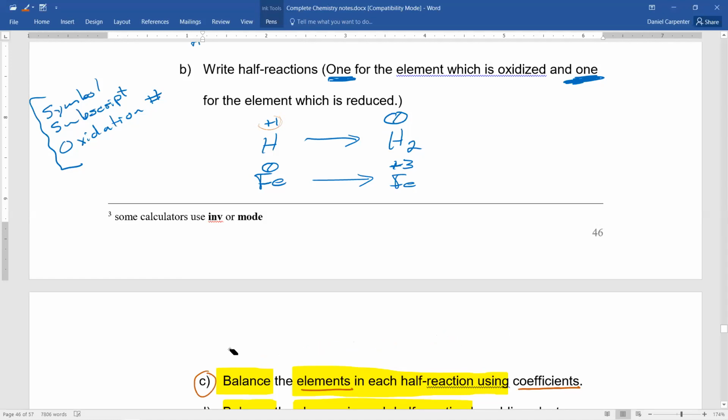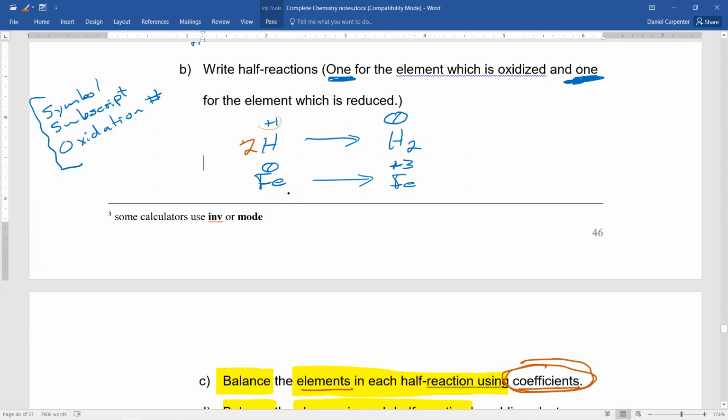I'm ahead of myself. This is the simplest step. How many hydrogens on the left? Understood 1, 2. Well, 1 hydrogen is not the same as 2 hydrogens. So we'll give ourselves a coefficient of 2. So now we have 2 hydrogens on the left and 2 hydrogens on the right.